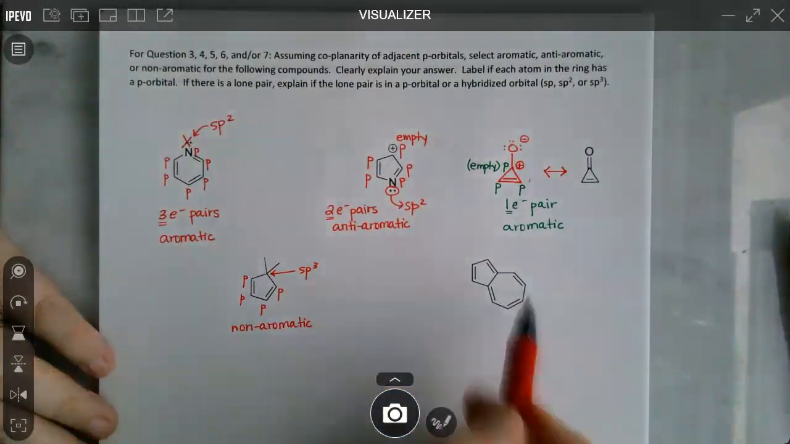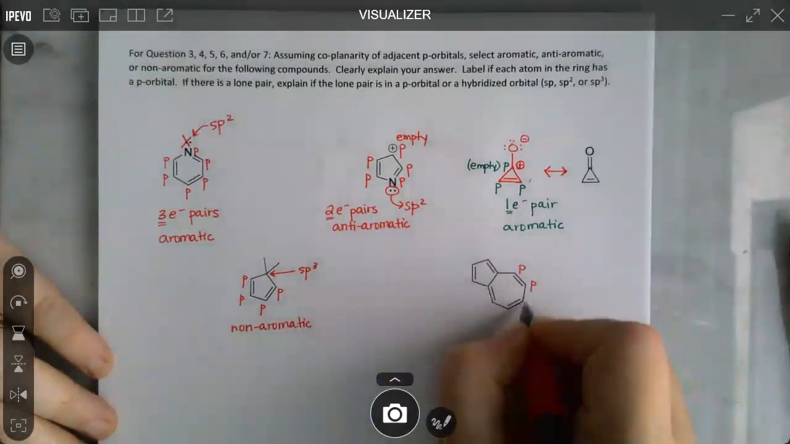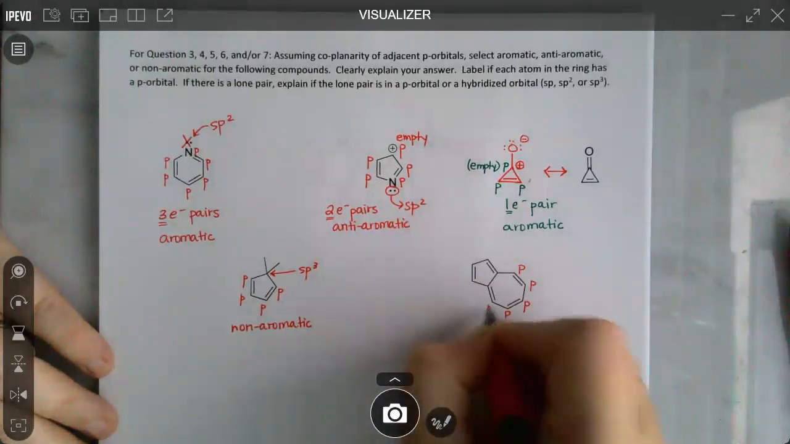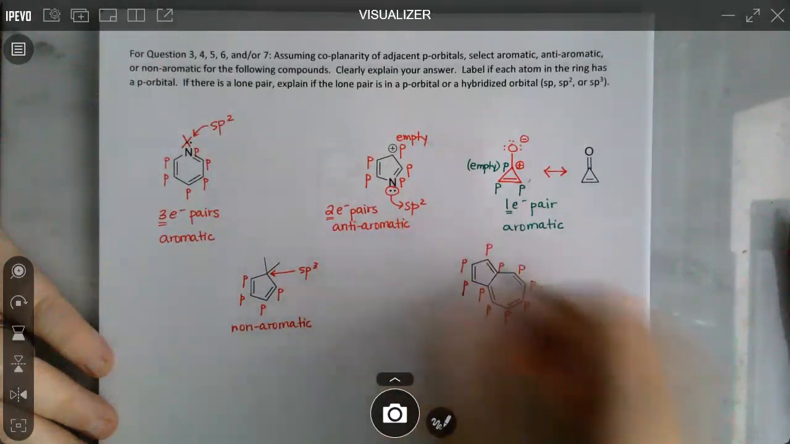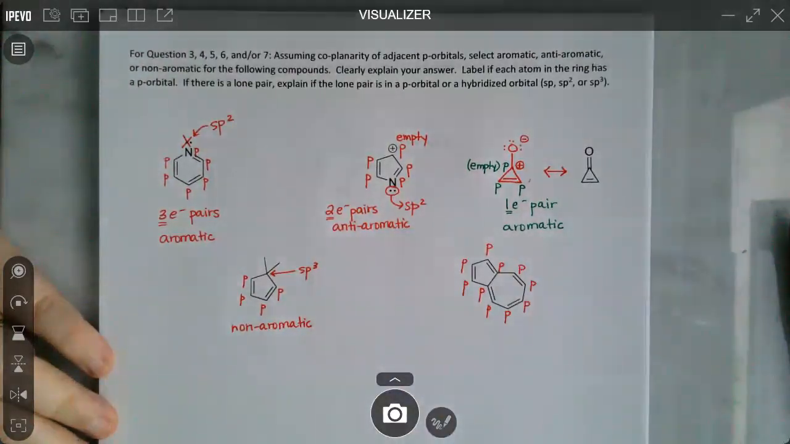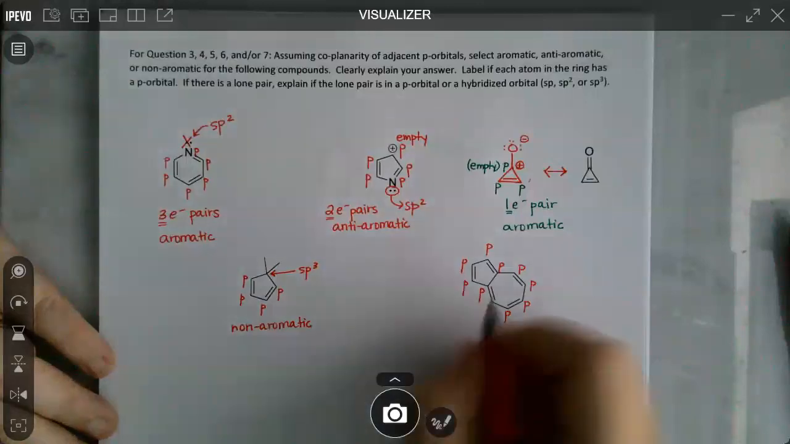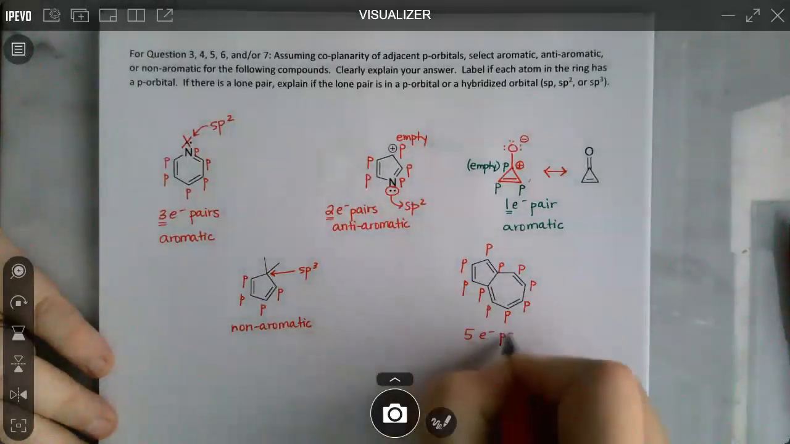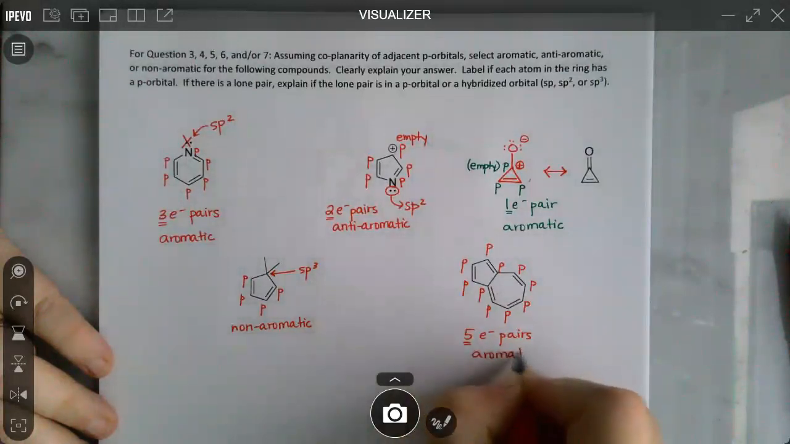Coming over here, we have a bicyclic compound. There is a pi bond associated with every single carbon. So there's a p orbital at every single carbon. We assume they're coplanar. So now we're going to count up the electrons and either call it aromatic or anti-aromatic. So we're counting up electron pairs, 1, 2, 3, 4, 5, right? 5 electron pairs. 5, again, is an odd number. So this is aromatic.